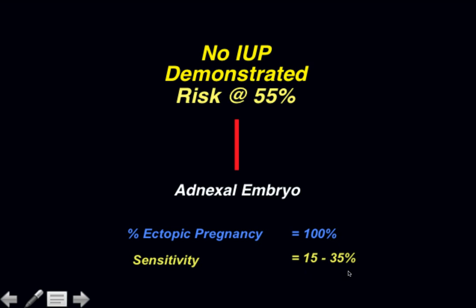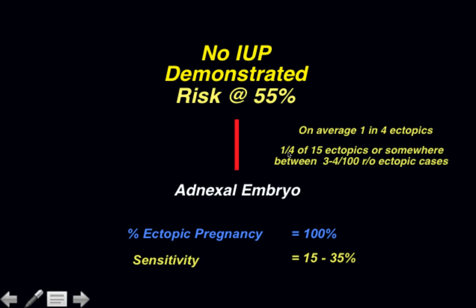Sensitivities for identifying adnexal embryos in the literature range from about 15 to 35%. Now I know you're saying to yourself, I don't detect anything near that number of adnexal embryos, but you probably are doing that. You probably are actually successful at doing that. Remember, on average, you're going to see this in about 25%, so 1 in 4 ectopics.